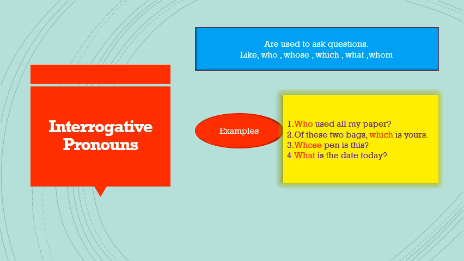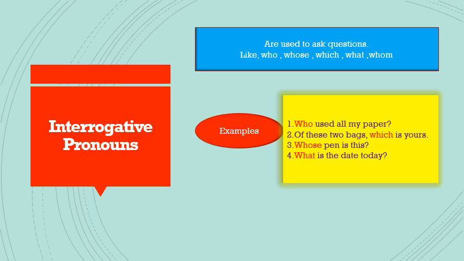Children, now there is a third kind of pronoun which is the interrogative pronoun. As the word interrogate means to question, these pronouns are used to ask questions like who, whose, which, what, whom. The following examples will make it more clear. The first one being, who used all my paper? So who over here is an interrogative pronoun.